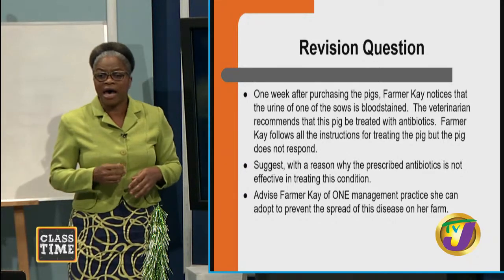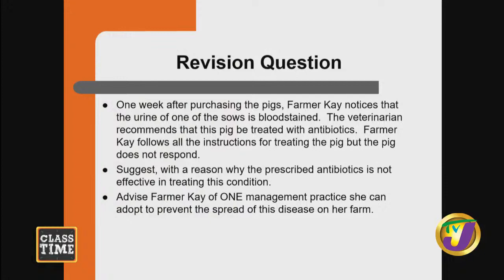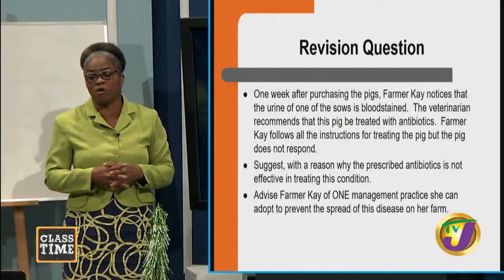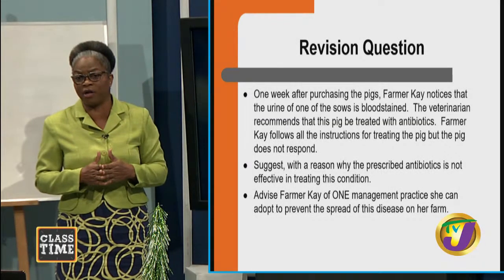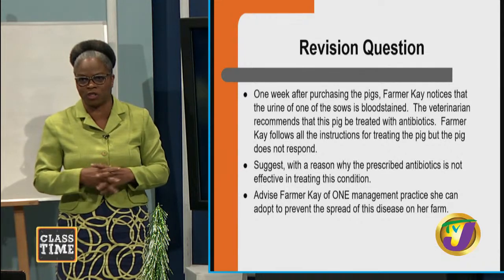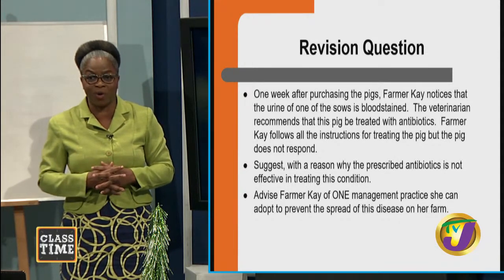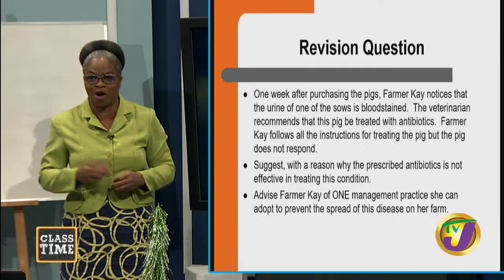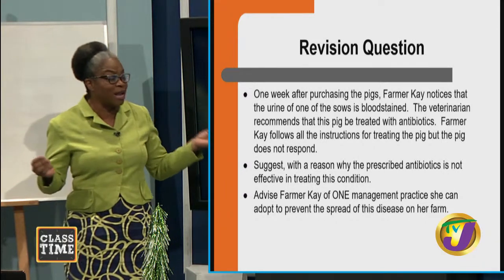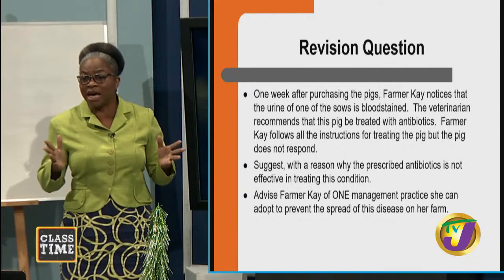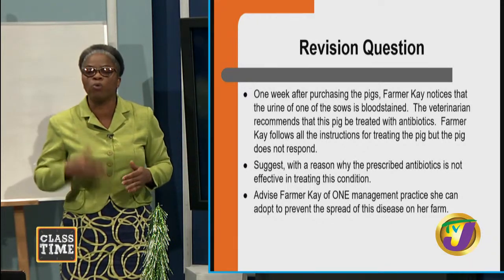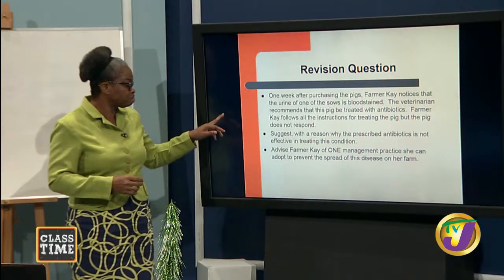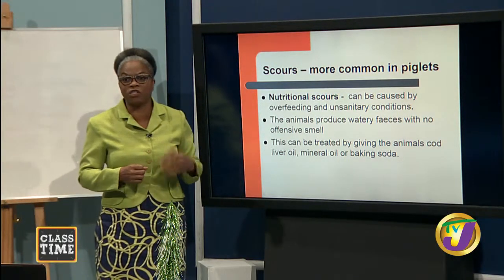Good? Next, advise PharmaCare of one management practice she can adopt to prevent the spread of this disease on her farm. I'd want to tell PharmaCare to practice what we call quarantine. You're getting animals from somewhere else, you want to put them in quarantine first, at least 2 weeks, to ensure that they are well, because you don't want them to come into your flock and give your livestock any disease at all. So I'm saying that we could either isolate them first or we can put them in quarantine. Good? Let's move on now to look at scours.